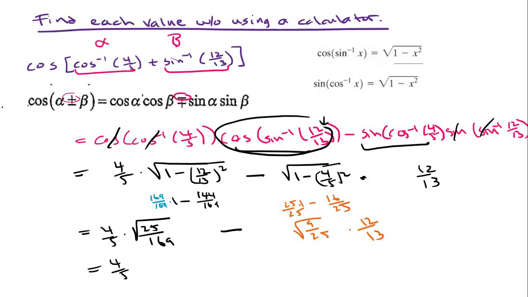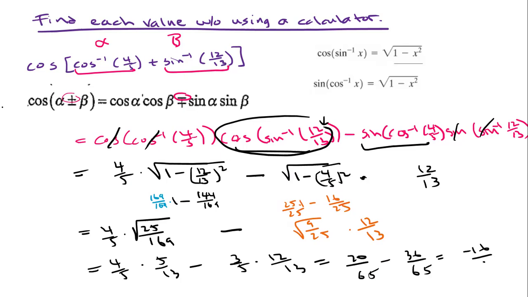So then we just simplify this. We have 4/5 times the square root of 25 over 169, which gives us 5 over 13. And then the square root of 9 over 25 gives us 3 over 5, and then times that by 12/13. Okay. So we'll have 20 over 65 minus 36 over 65, which gives us minus 16 over 65. And that's our final answer.